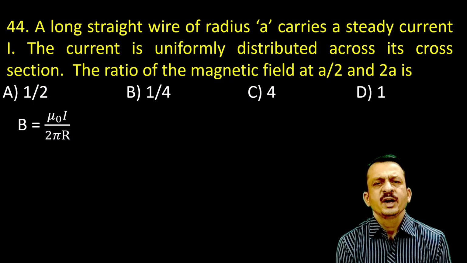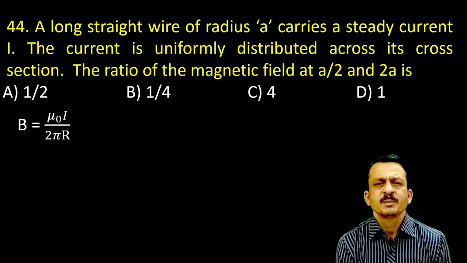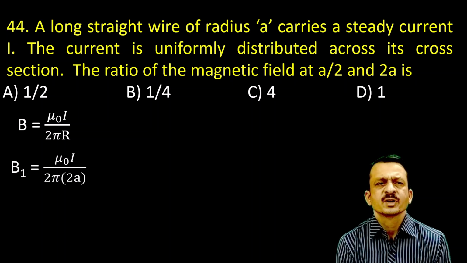Now due to a straight wire, the magnetic field B is given by mu naught I divided by 2 pi r. Let me take the first case at a distance of 2A. If I take B1 as at a distance of 2A, so B1 is equal to mu naught into I divided by 2 pi into 2A. Now that is mu naught I divided by 4 pi A.